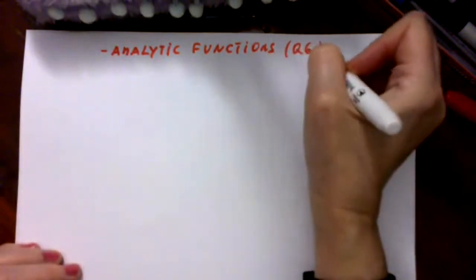These two questions are actually about two topics which are closely connected to each other. The first topic will be analytic functions: how to determine if the given function, a complex variable function, is analytic or not. This will be question 6.